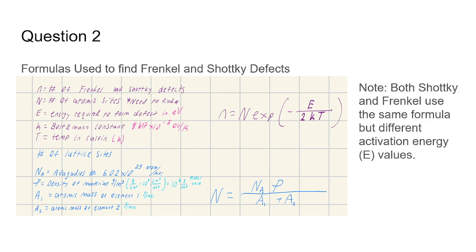the density of our material in grams per meters cubed. We have to make sure to do our proper conversions, going from grams per centimeter cubed to grams per meter cubed. And then the atomic mass of our elements 1 and 2 for our semiconductors, which are found from the periodic table of elements.